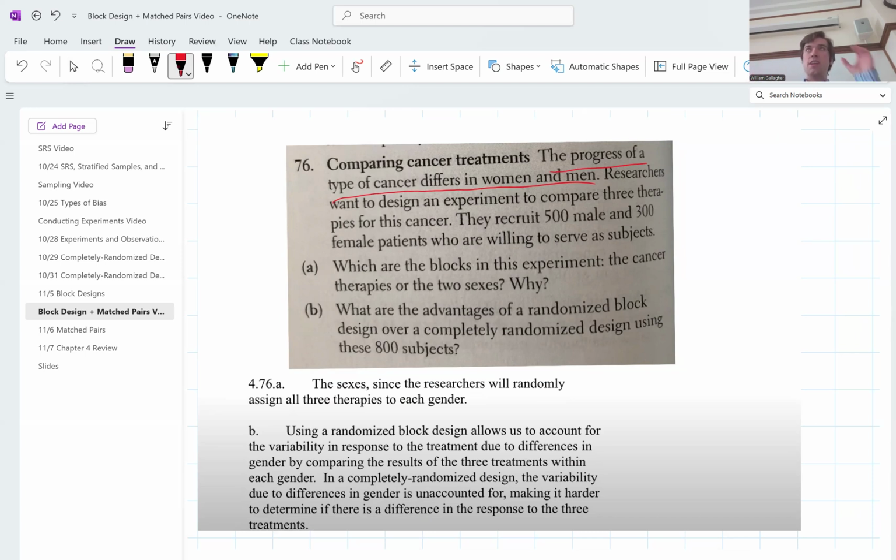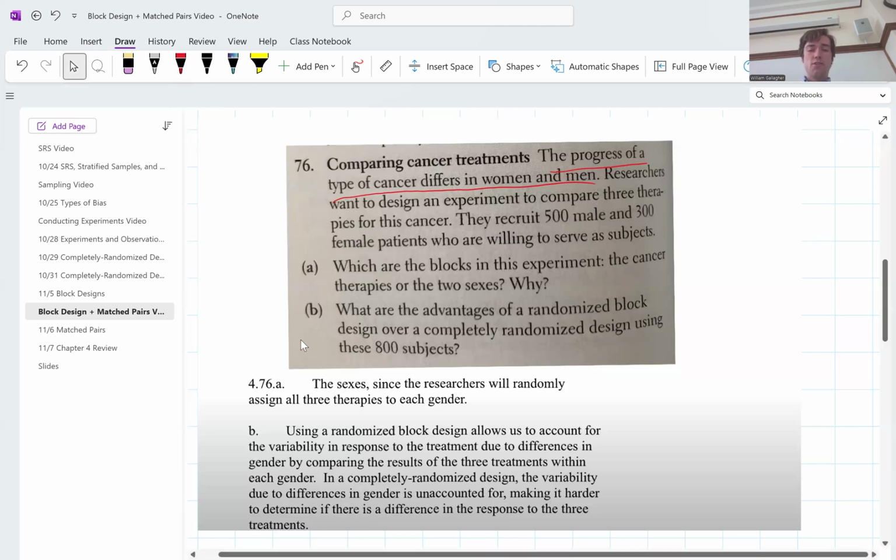Again, we want to make sure that we split men into male, female, right? And then the males are split into three groups, they get three treatments. The females are split into three groups and they get three treatments. And again, I'm going to talk a little bit more about how that works on the next slide.